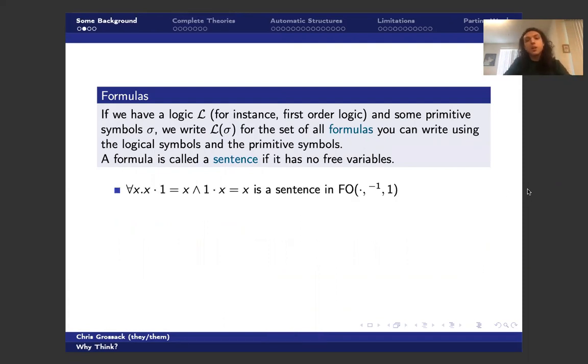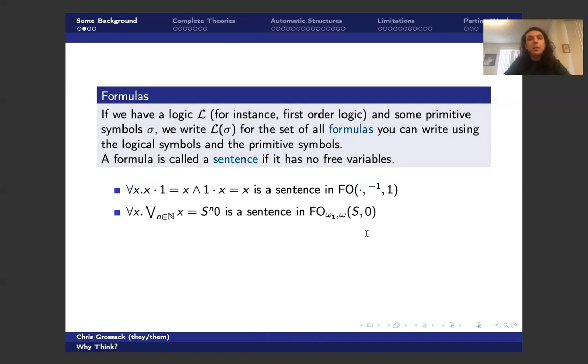The standard thing: if you look at first order logic in the signature of groups, then you can write down this sentence here, which says for all x, x times 1 is x, and 1 times x is x. Easy peasy. That's something you can write down.